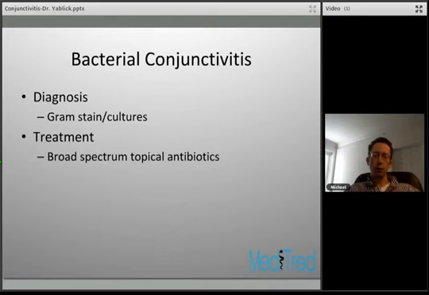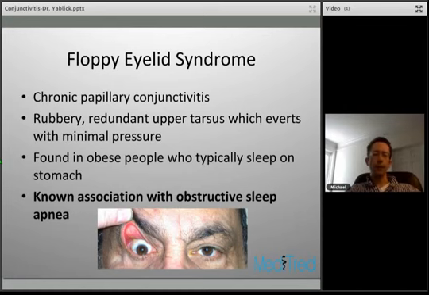One of the conditions that you may encounter is called floppy eyelid syndrome, and it causes a chronic papillary reaction. It's basically characterized by this rubbery, redundant upper tarsal tissue which everts with minimal pressure. And just during your routine exam, if you're having the patient look around and you have them look down, you lift up the eyelid and it almost everts right away. That's highly characteristic of floppy eyelid syndrome. And patients may not really have impressive symptoms, but this is a good way to screen for this.